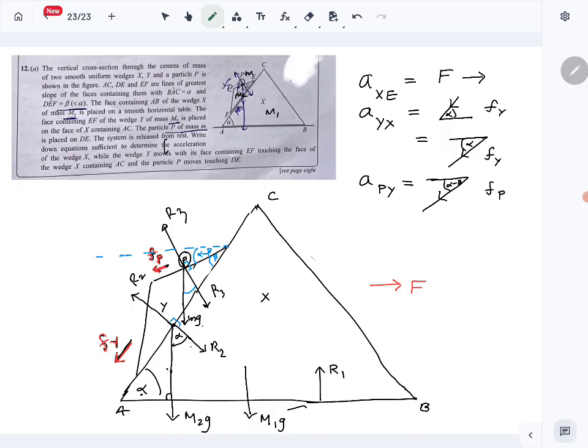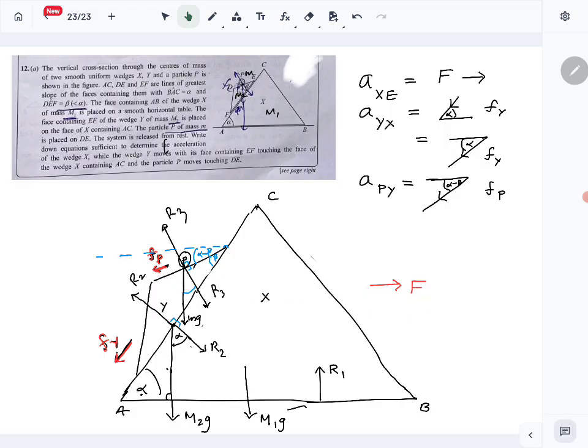So now we want to find enough equations to figure out capital F. So how many unknowns here? Capital F, Fy, and Fp, three unknowns. So we need to write down three equations. That is sufficient to find capital F. So we just need to write three equations.